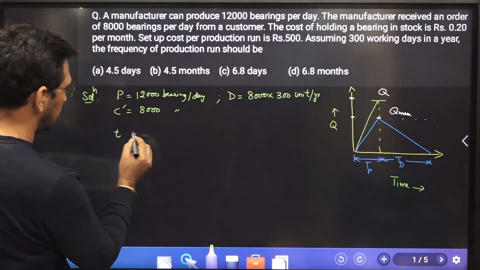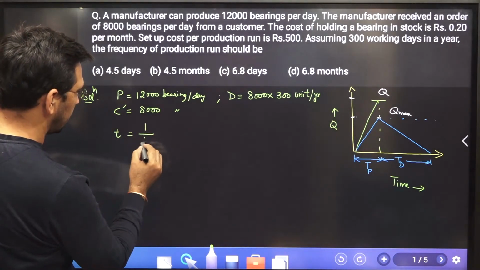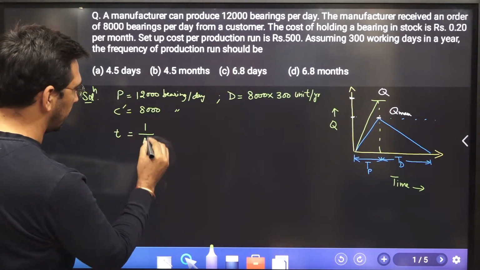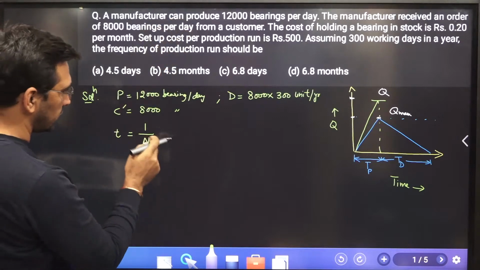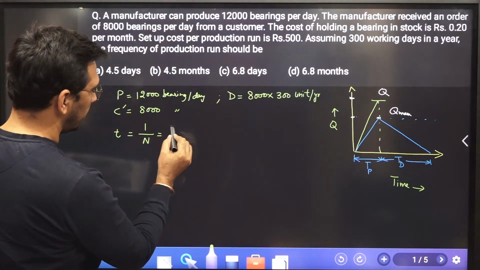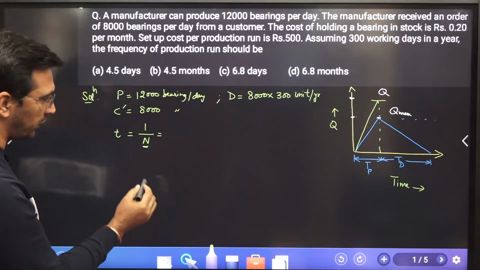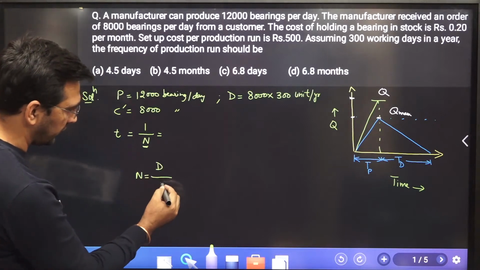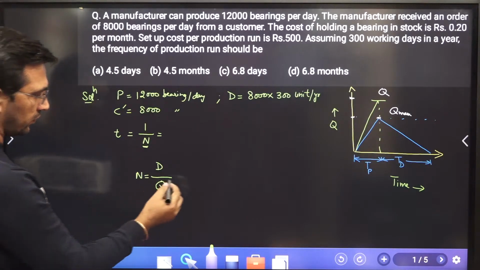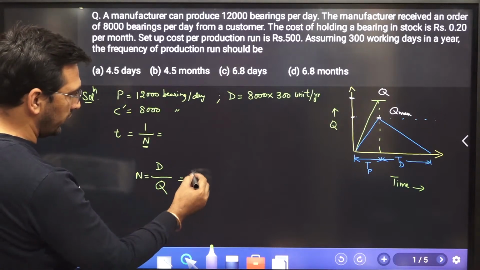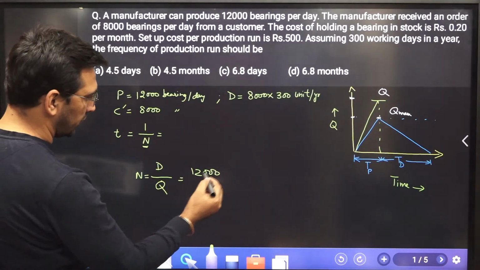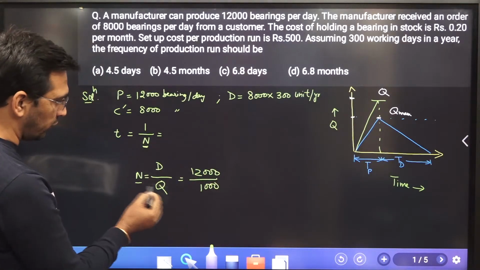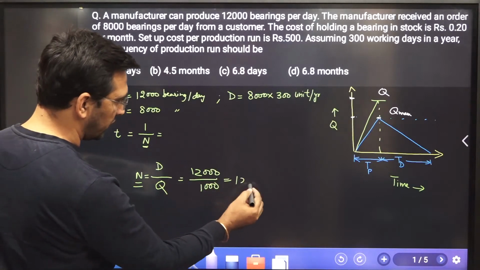So the cycle time that we find out is T equal to what? The number of orders placed in a given period, that is, annually. How many orders you will place depends upon the annual demand divided by the quantity that you are ordering each time. Let us say your annual demand is 12,000 units, and each time you place an order of 1,000 units. Then how many orders do you place in a year? You will say 12 orders a year.